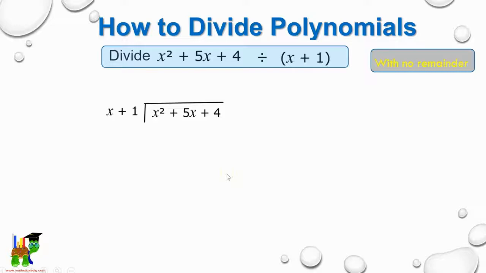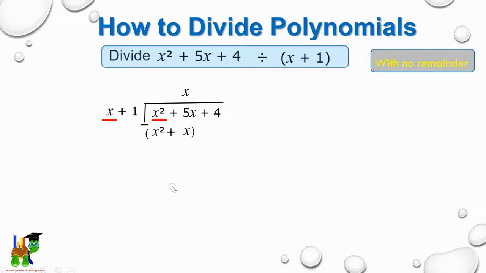The technique here when you divide polynomials is to look at the first terms of your dividend and your divisor. So you're going to divide x squared by x. What do you multiply with x to get x squared? So you have x. And then you're going to multiply x by the whole of the divisor, x plus 1. x times x is x squared. x times 1 is just x. And then you're going to subtract.